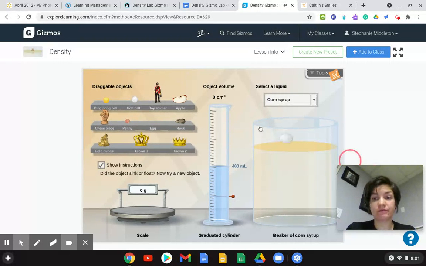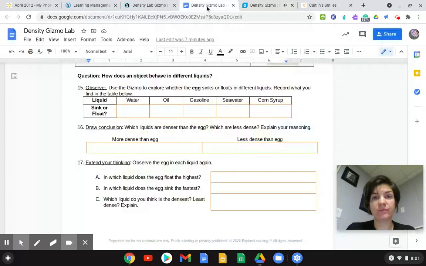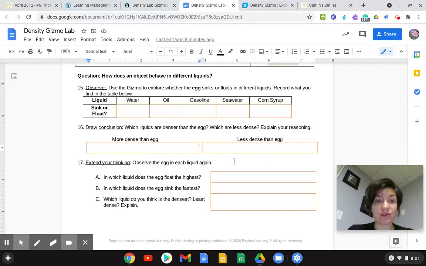Makes sense. Anyway, do yourself, write it down. Which liquids are more dense than the egg and which are less dense, and explain your reasoning. So, yeah, you need to figure out which liquid is more dense than the egg, and you write those down. And then which ones are less dense than the egg, you write those down.